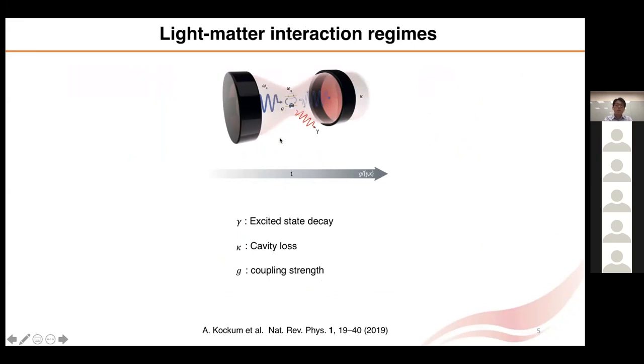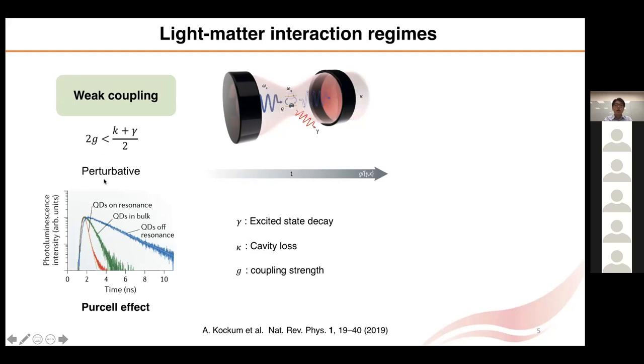So if the coupling strength between them is not strong enough, for example, if 2g is smaller than half of the total decay, the system will reach the weak coupling regime. In this case, it will be a perturbative process to modify the dynamics of the emitter. And one can use this weak coupling regime to enhance the spontaneous emission of an emitter, which is the so-called Purcell effect.